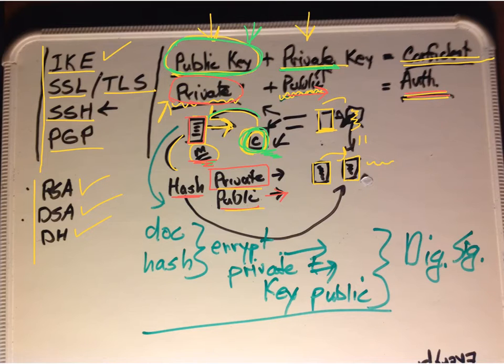Let me give you another example. We have a document. We hash the document. We encrypt that with the private key, and then we send that with the public key, and that would represent a digital signature. So you can see there's two processes if you want to take care of both confidentiality and authentication.